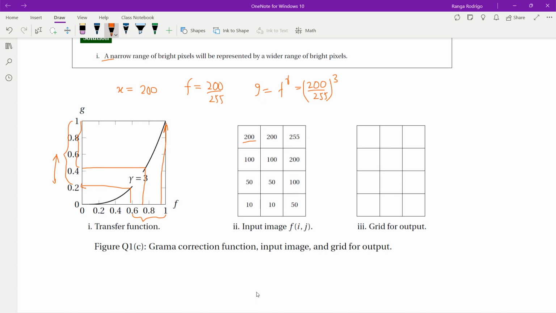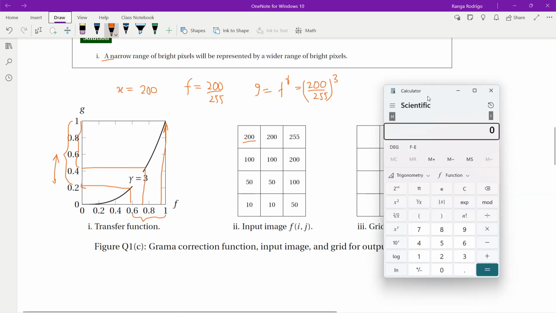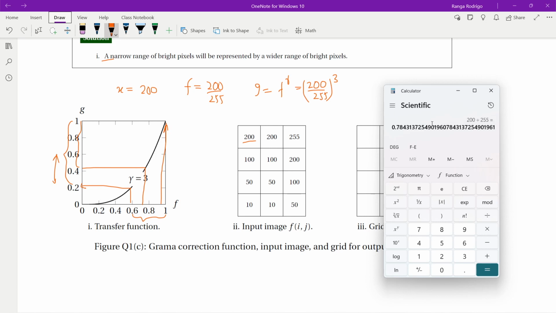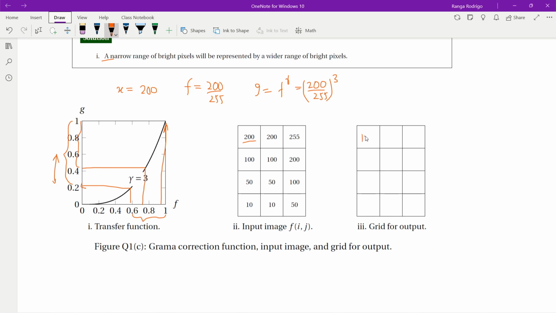So we can do this calculation. 200 divided by 255 is 0.784. We must raise that to the power of 3. It's 0.482, and that we have to multiply by 255 to convert back to that range. So the answer is 123.